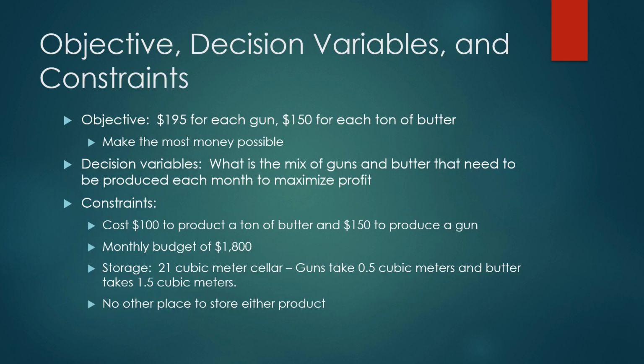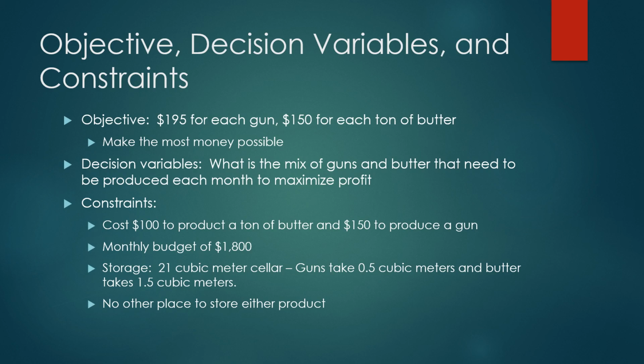So let's talk about the objectives, decision variables, and constraints. Okay? The objective, of course, is maximizing profit. He has to maximize profit to keep his business going. So, and the way he's maximizing profit, if we break that down a little bit, he gets $195 for each gun and $150 for each ton of butter. Okay? So he's going to try to make the most money possible while still producing non-zero guns and non-zero tons of butter. Okay? The decision variables is what is the mix of guns and butter that need to be produced each month to maximize his profit.